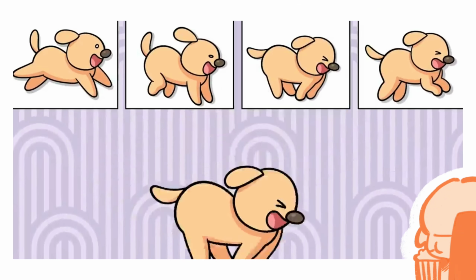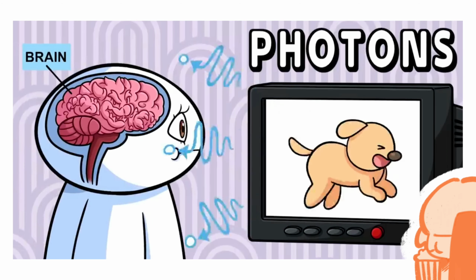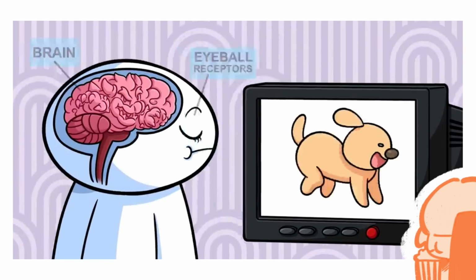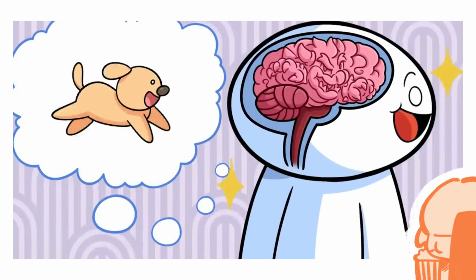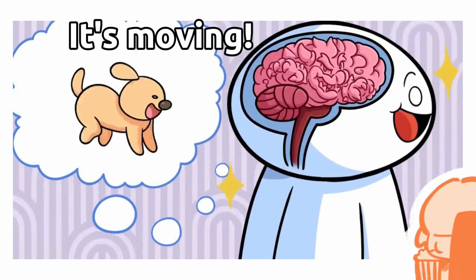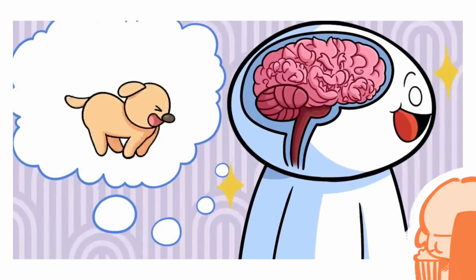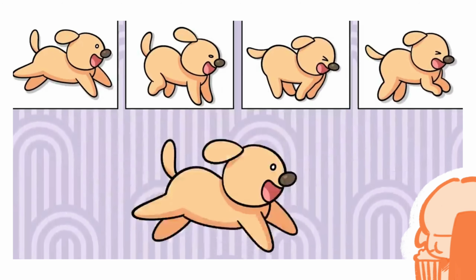The screen is called an LCD, liquid crystal display. This LCD emits tiny particles of light called photons. These photons hit your eye receptors, which send messages to your brain. The brain then processes these messages and turns them into what you see as movement. Now we know that animation is just frames being played quickly.